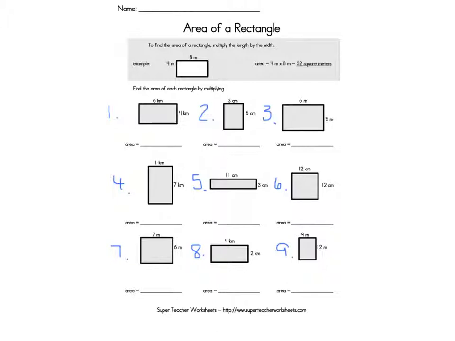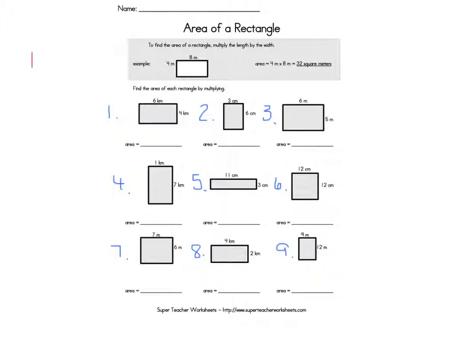Great. For number 1, we can see that the length of this rectangle is 6 kilometers. The unit we're using is kilometers. The width of the rectangle is 4 kilometers. So to find the area of this rectangle, we'll multiply 6 times 4. Our answer for area, if you would please write on your paper, let me just put to the side here how your page should look. Your page should look like this.